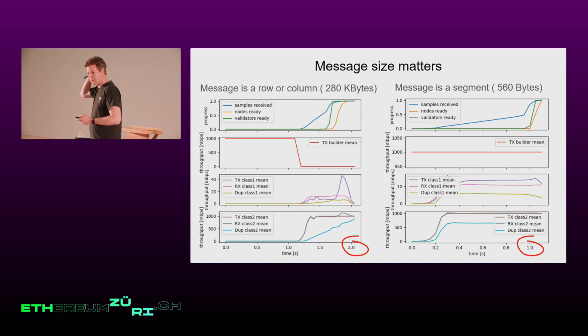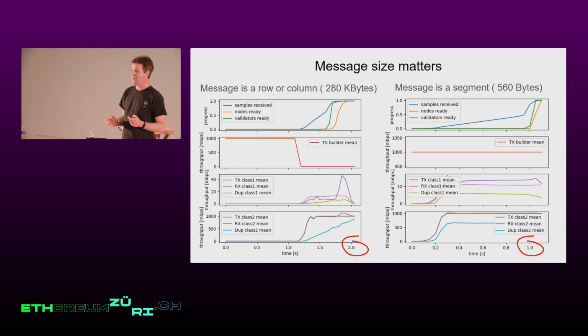Now how we use this. Let's see one example. This is about message size. So I said we are sending rows and columns, but you can do it in many ways. On the left side, what you have is sending using GossipSub with messages being rows and messages being columns. So a message is 280 kilobytes. This is the big message case. And what you see there is that for the green curve to go up, to validate, we need something like 1.6, 1.7 seconds. On the right side, we are using small segments. So small messages. Every segment of those 260,000 is a message. And then we are much faster.